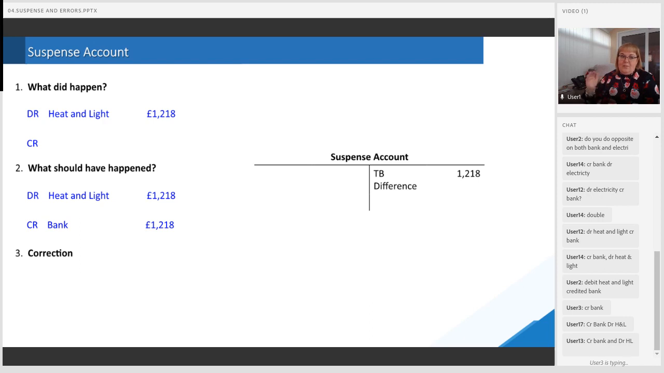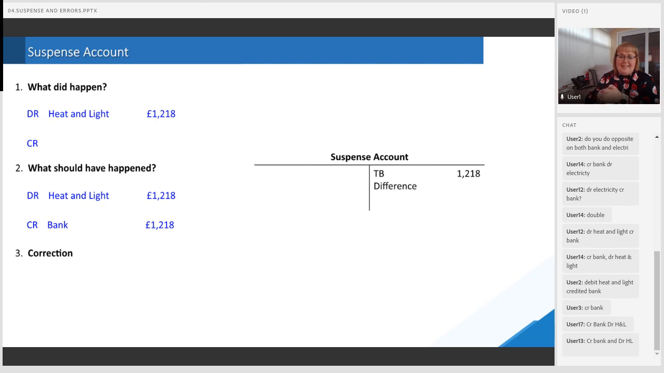If you're doing what did, what should, and the correction, that actually is quite easy to get your head around. Because in the did scenario, if you don't have double entry, like in this example, then you will need a suspense account as part of the correction. If in your did scenario, double entry has taken place, admittedly not the right one, the suspense account will not be featured as part of the correction.